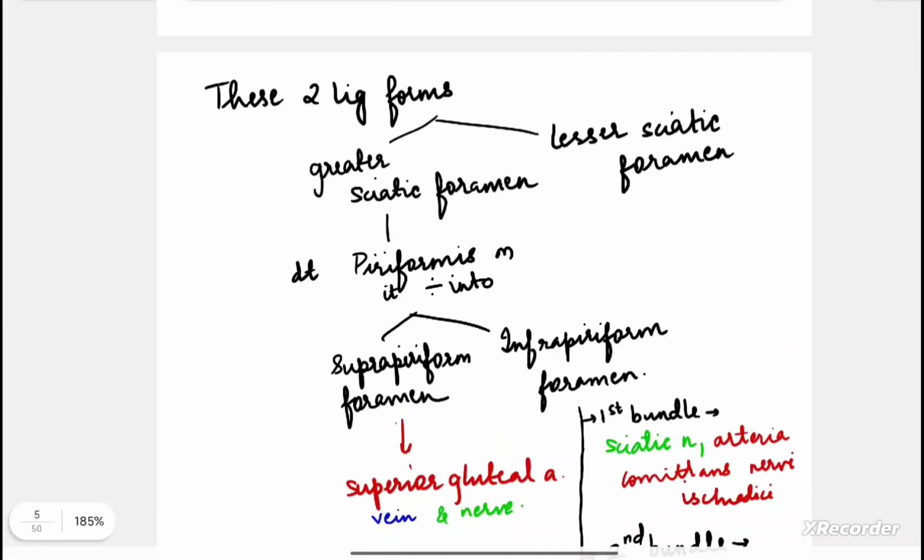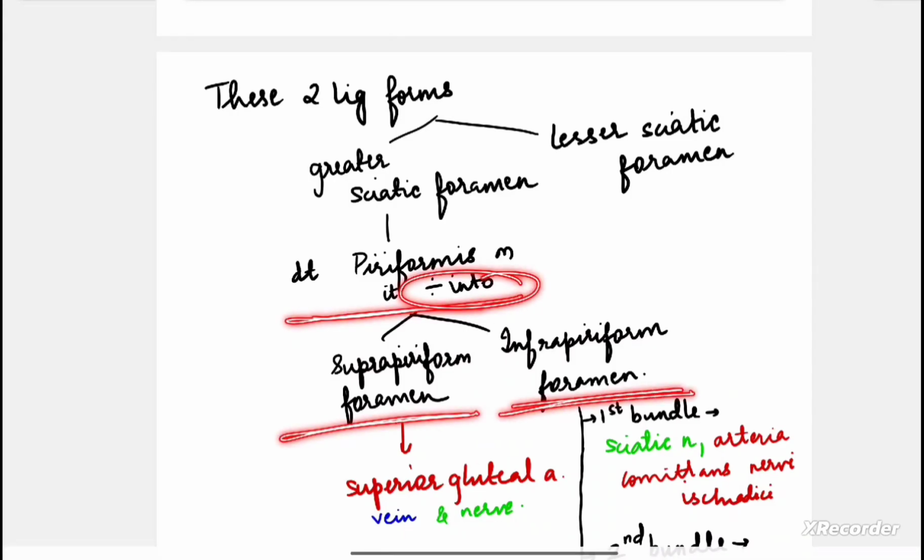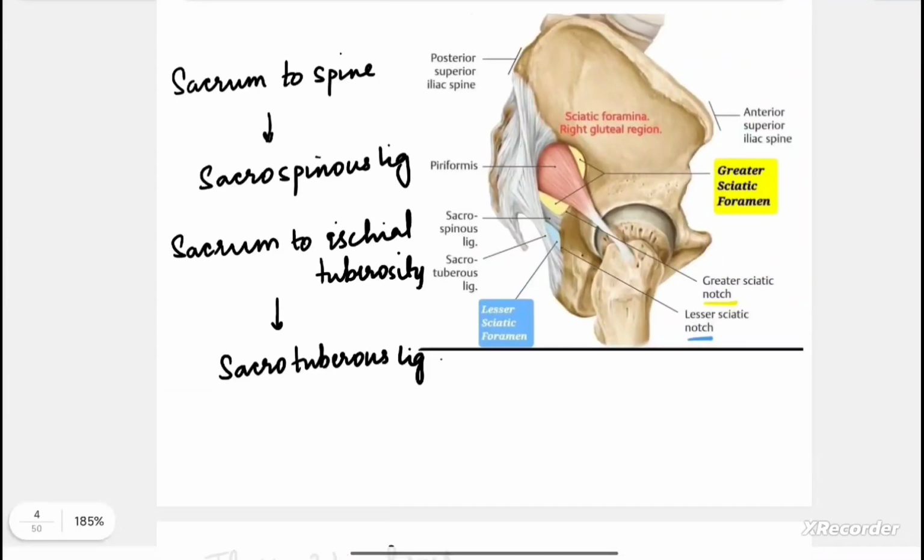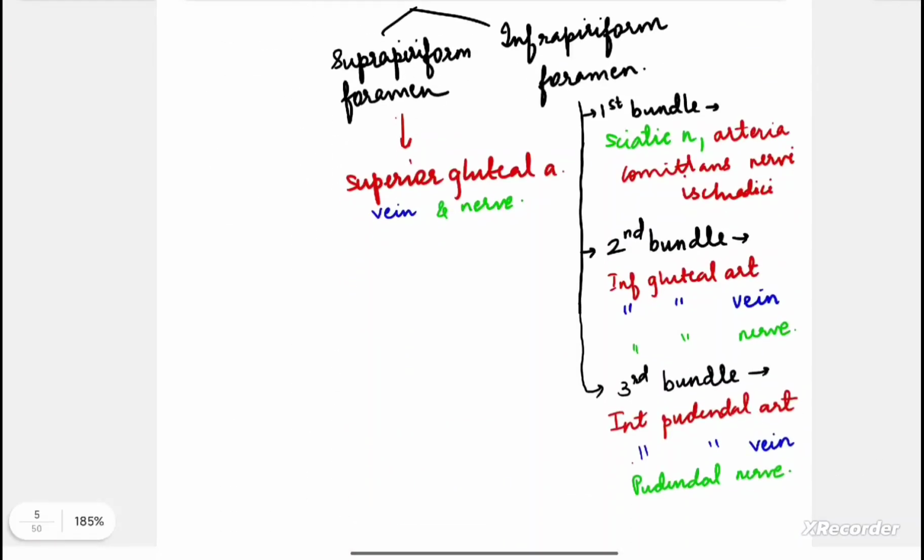Now, the greater sciatic foramen, due to the piriformis muscle, is divided into the suprapiriformis foramen and the infrapiriformis foramen. Where is it? See, this is the suprapiriformis, this is the infrapiriformis. This is the piriformis muscle and it divides supra and infra. In the suprapiriformis foramen, there are the superior gluteal artery, vein and nerve. In the infrapiriformis foramen, the first bundle is the sciatic nerve.